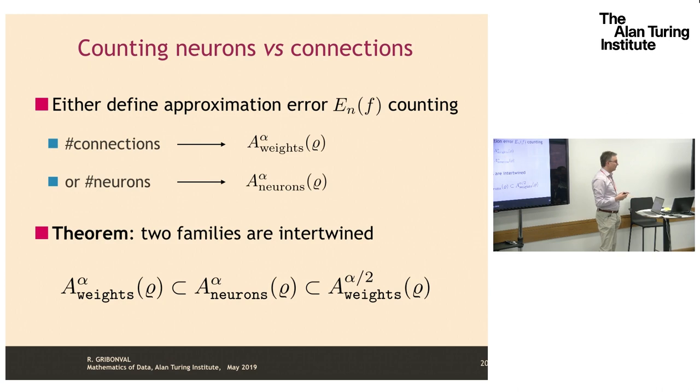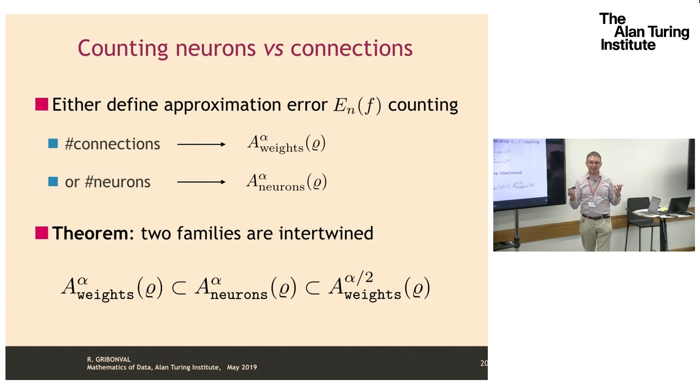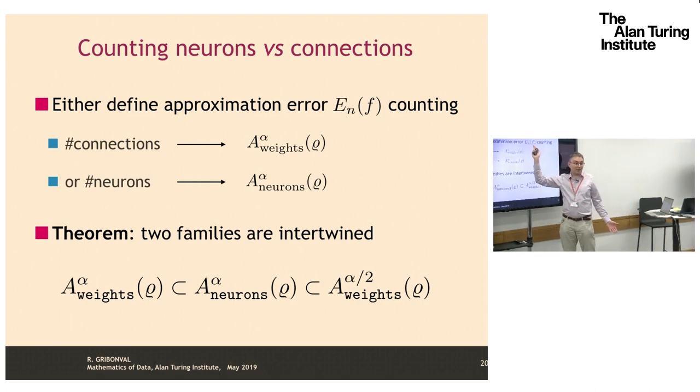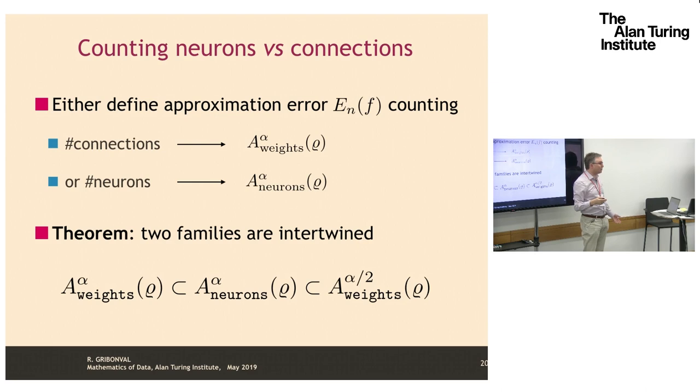Another thing I mentioned, counting budgets. What's the budget, how much does it cost to have a given neural network? There are many reasons why you count the number of neurons. Here we propose to count the number of connections. So you can define the approximation error. We've defined here the approximation error counting the number of connections, but you can also define it by counting the number of neurons. And so this can lead to two different families of approximation spaces. And we can show that these families are intertwined because there is a relationship between the number of neurons and the number of connections, but that they are not on the same scale.